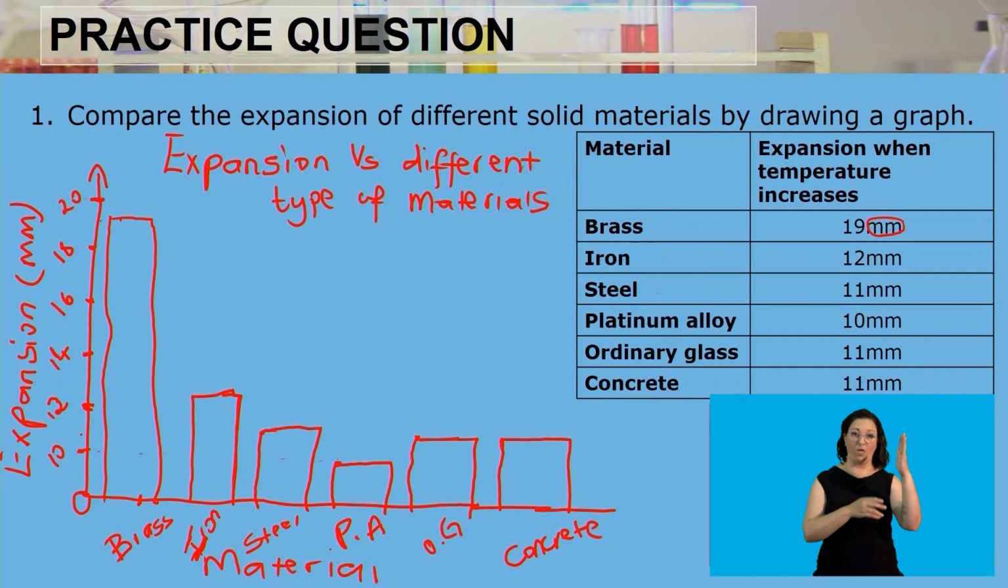Like in the case of materials there, we don't have any units, so we can just write materials. But for our y-axis, expansion, they are measured in millimeters. So it's very important that you clearly show all those particular things when drawing the graph.